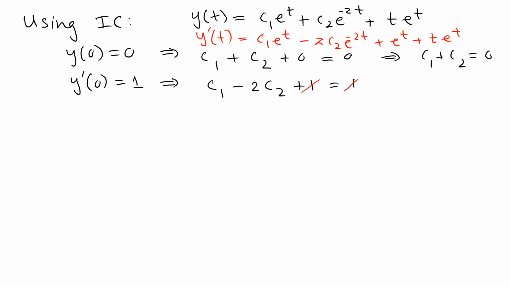But see, in this method, we don't know this until the last minute. This is what is going to happen. So that's the problem with this technique. And then you get c1 minus 2c2 equals 0.